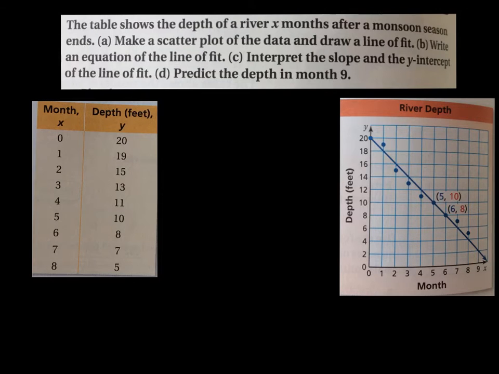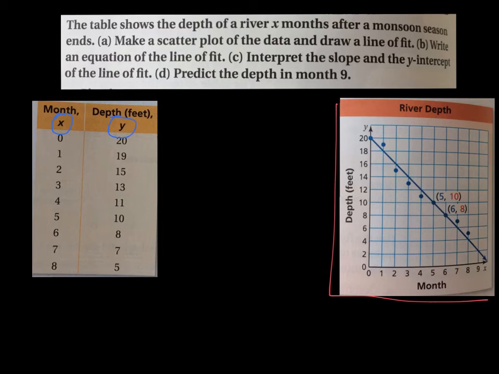So the table shows the depth of a river X months after monsoon season ends, right? So here we have X and Y. So X is the number of months after monsoon season ends, and Y is the depth of the river. So we're given all these data points, right? And step 1, you plot them. So here we go over to our graph, and we have just plotted these points all along there. So once you have these plotted, now you can draw the line of best fit.